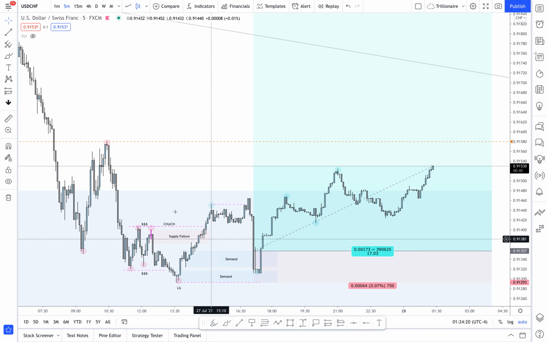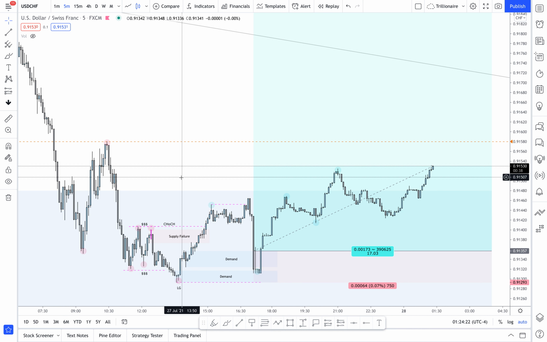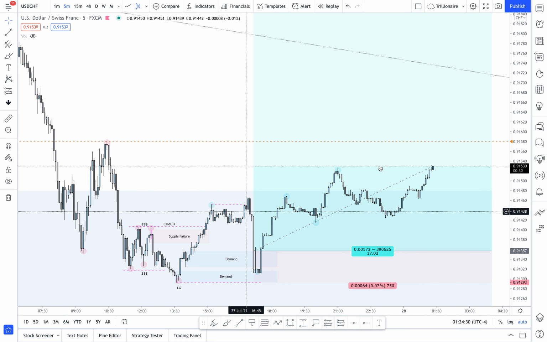I know this looks like a lot right here, but if you're a part of my mentorship program, or if you're within Trillionaire Mac Trades, link is the first link in the description, then you definitely understand how to decipher this and how to break this down.